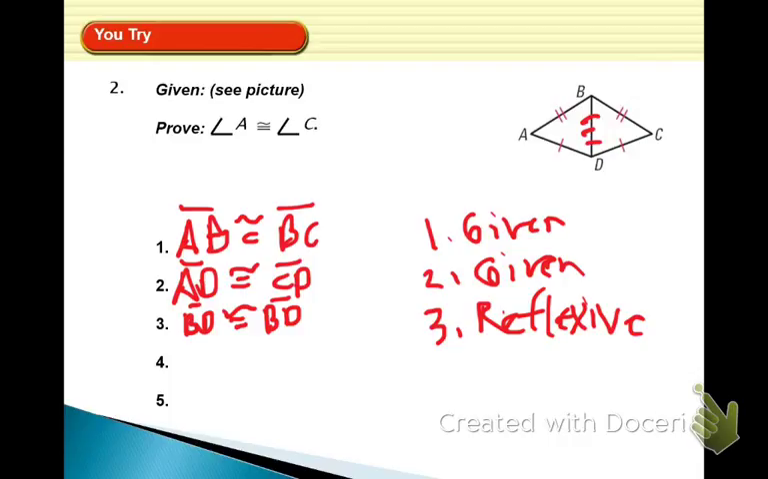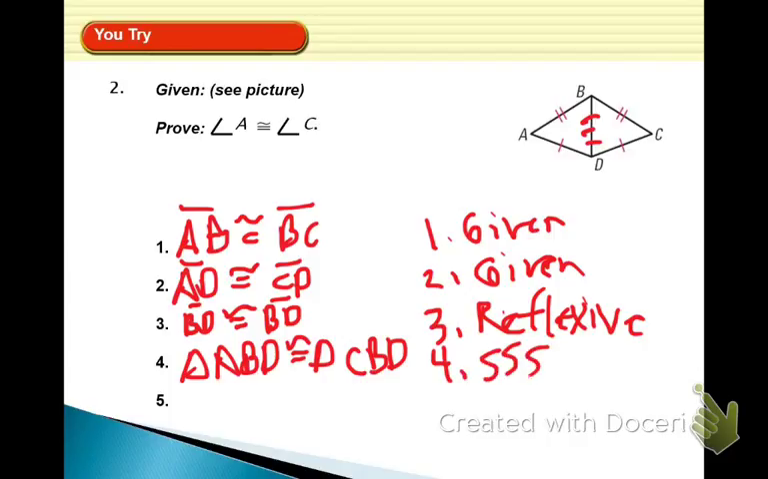Now, do I have enough to say the triangles are congruent? Why? Side, side, side. Yes, they're congruent by side, side, side. So I'm going to name them correctly. I'll call the first triangle ABD. Triangle ABD is congruent to triangle, the C goes with the A. They correspond. So it would be CBD. And that's by side, side, side.